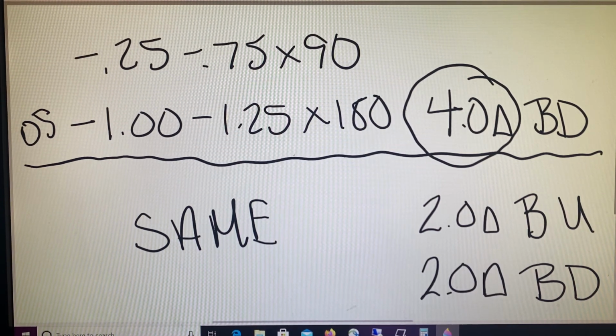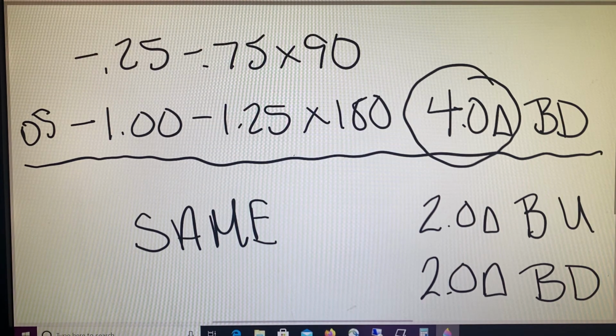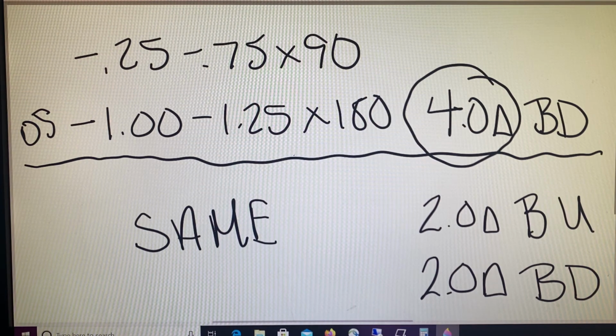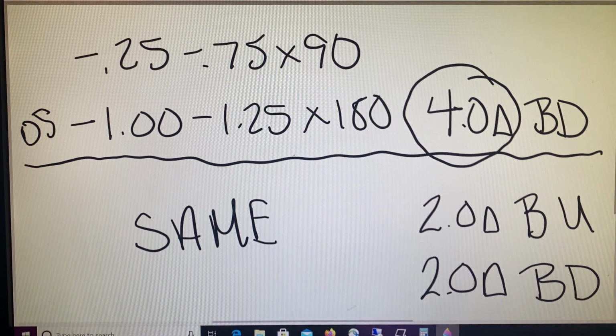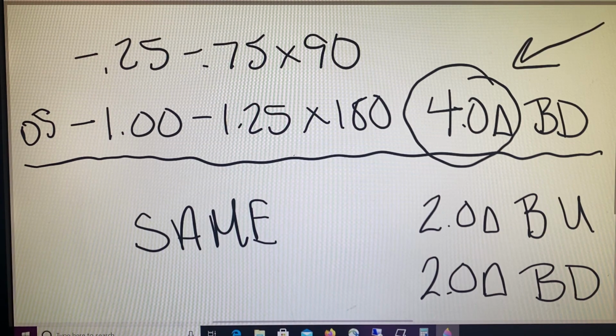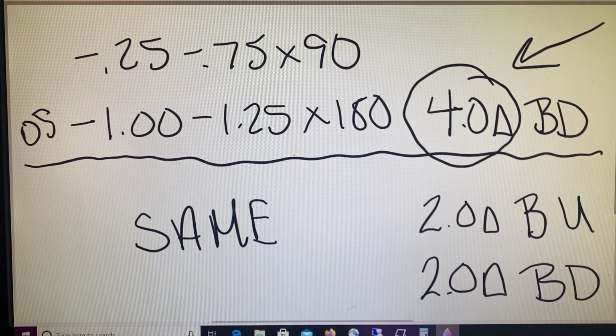So we have, in this particular scenario, 2 diopters of base up in the right, 2 diopters of base down in the left, which is the equivalent of the original prescribed prescription, and would allow the patient to see the same as the original prescription, along with having a much more comfortable pair of glasses.